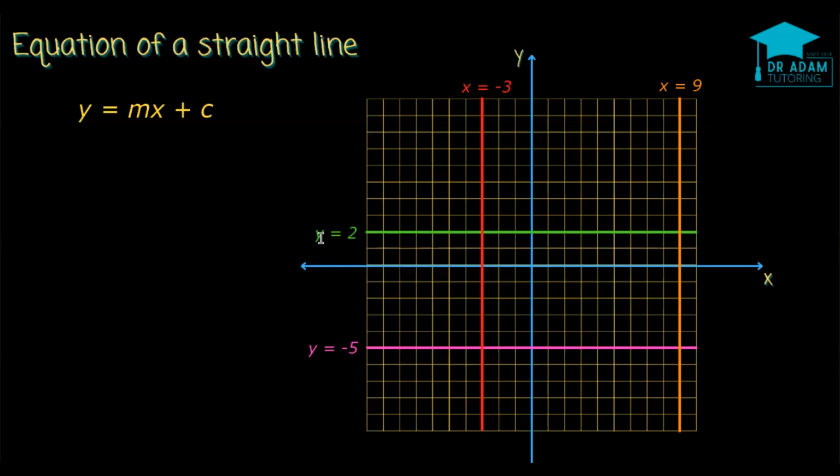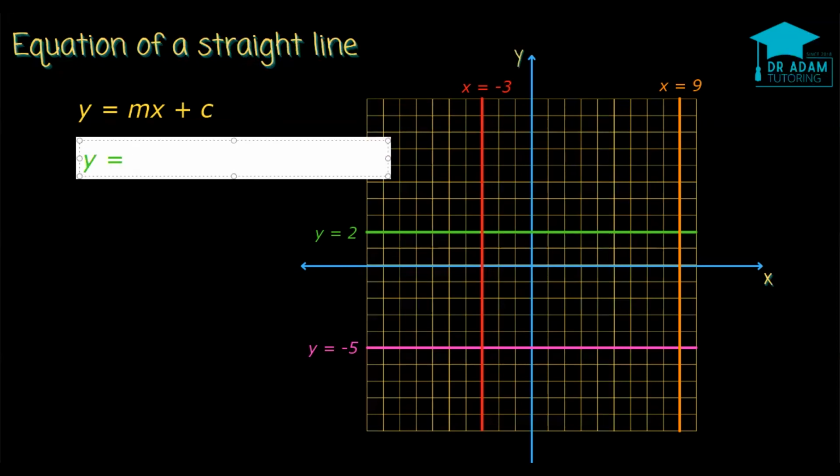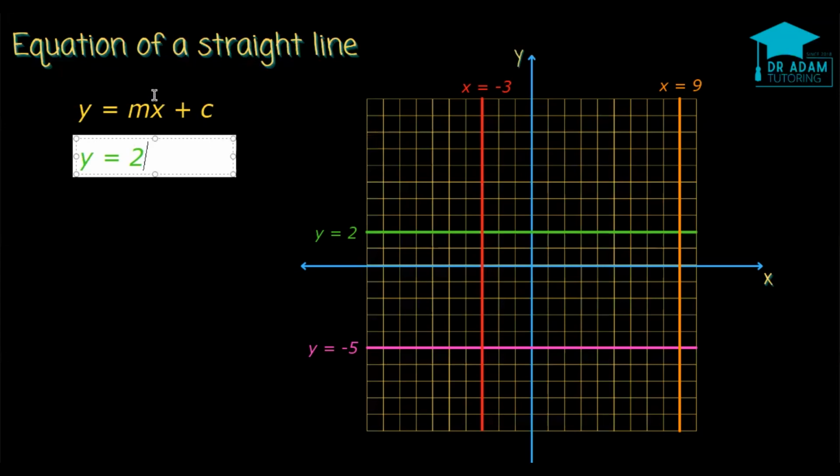So let's take our y equals 2 and let's see how that corresponds to the general form. Let's just write the green line's equation underneath, y equals 2. Now what you'll notice here is that the general form of the equation has this x term here, and it also has a constant term, given that m and c will take on constant values. So y equals 2 would imply that our m value must be 0, so 0x plus 2, and our c value is 2.